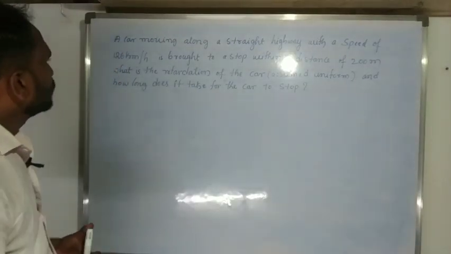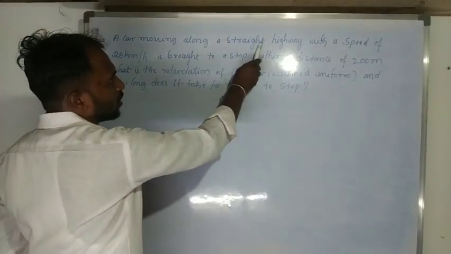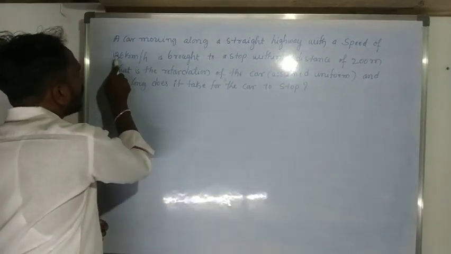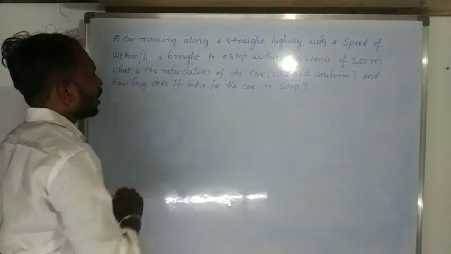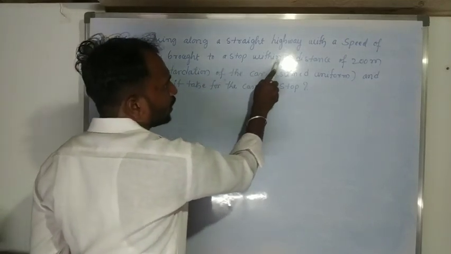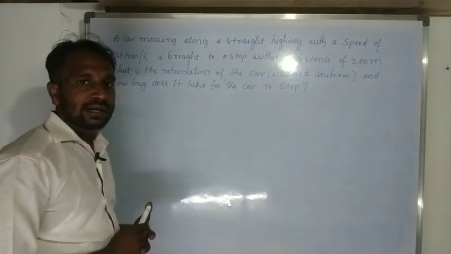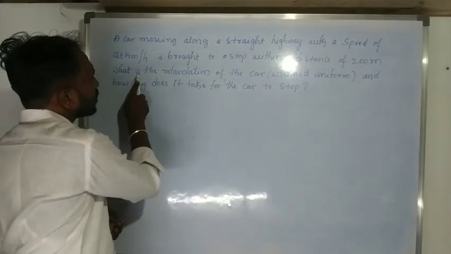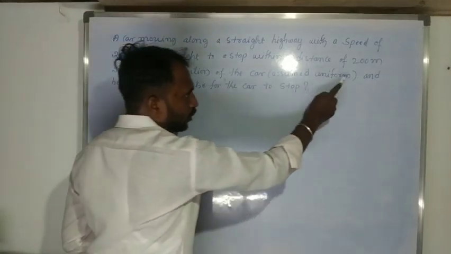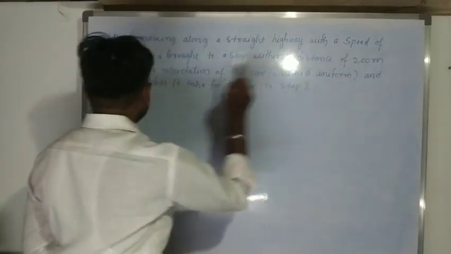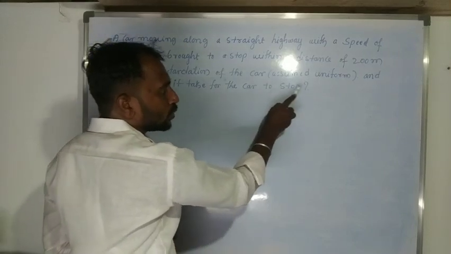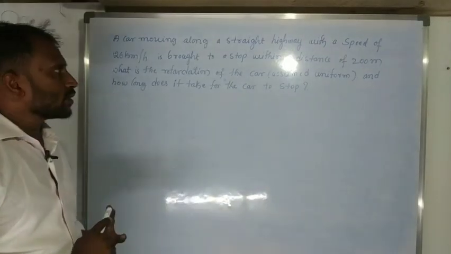So our next problem: a car moving along a straight highway with a speed of 126 kilometer per hour is brought to a stop within a distance of 200 meter. What is the retardation of the car, assumed uniform, and how long does it take for the car to stop? So this one is a question.